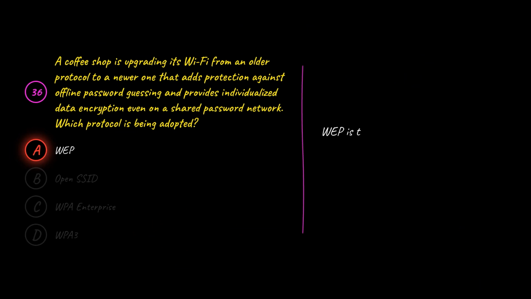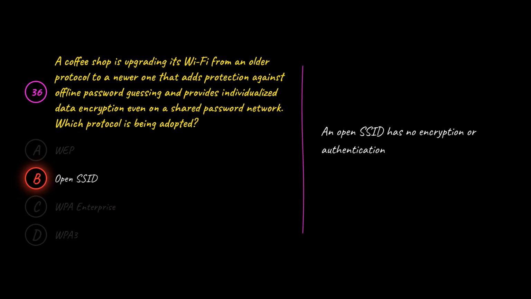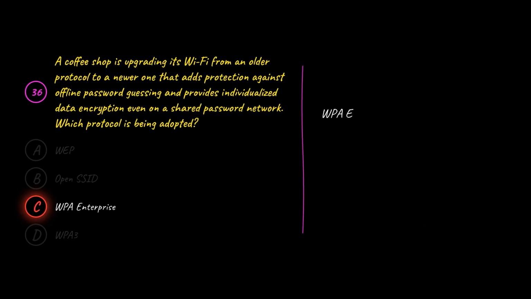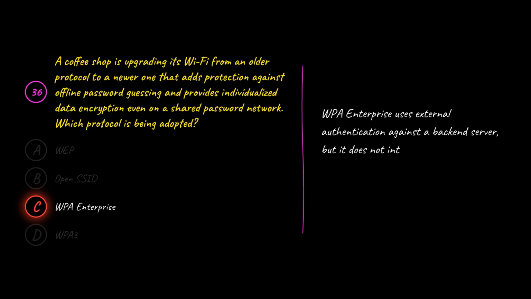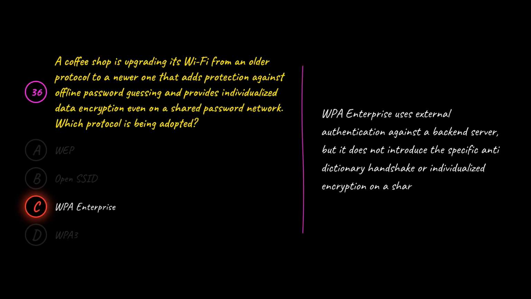A is wrong because WEP is the oldest and weakest Wi-Fi protocol, deprecated for years. It is the opposite of an upgrade. B is wrong because an open SSID has no encryption or authentication. It would represent a downgrade. C is wrong because WPA Enterprise uses external authentication against a backend server, but it does not introduce the specific anti-dictionary handshake or individualized encryption on a shared password network.